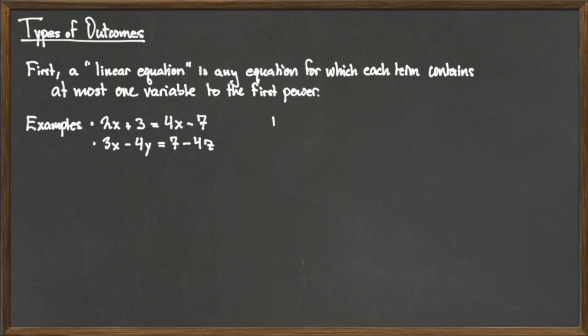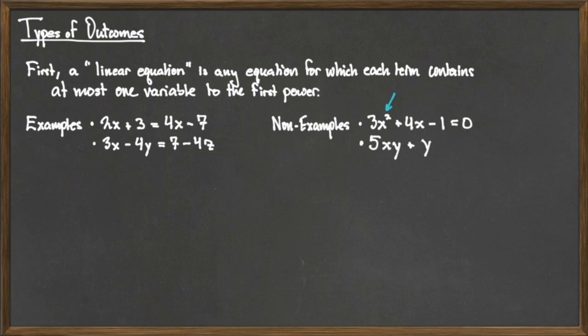But now for a couple of non-examples. Look at 3x squared plus 4x minus 1 equals 0. That has an x squared term which does not cancel away, so that first one is not linear. Next I have 5 times x times y plus y equals 1. This one isn't linear because I have a 5 times an x times a y. I have a term with two variables being multiplied in the same place, and that is what disqualifies it from being linear.